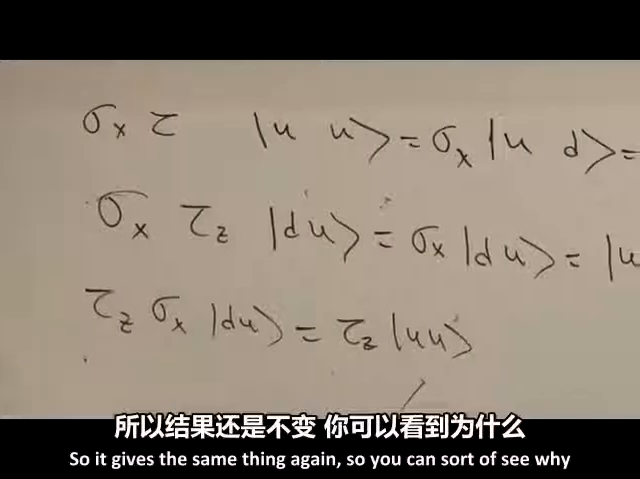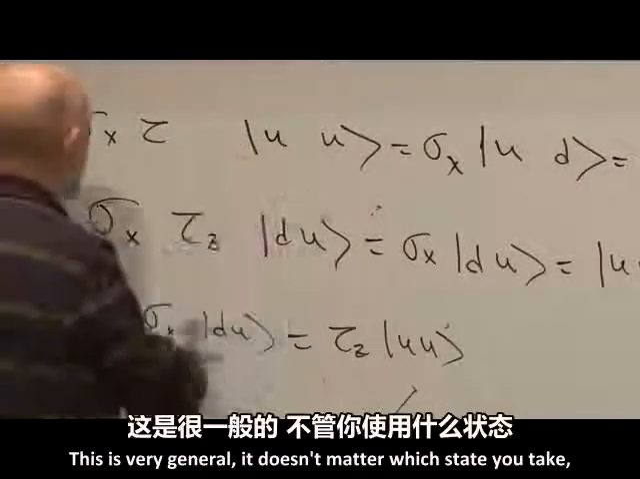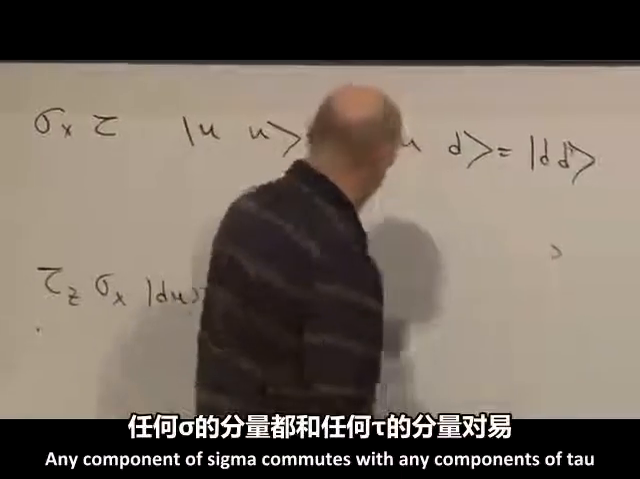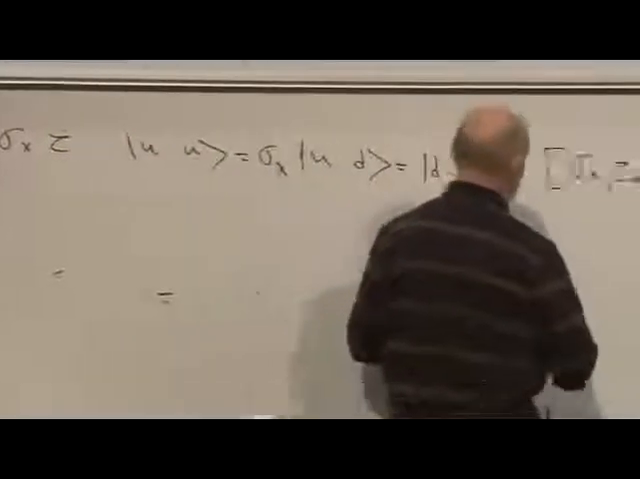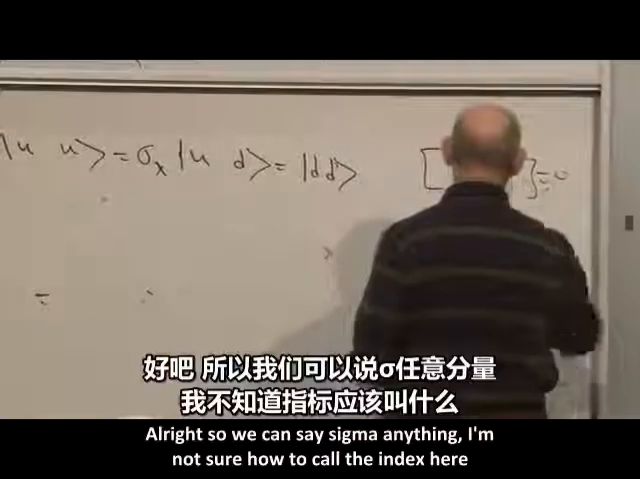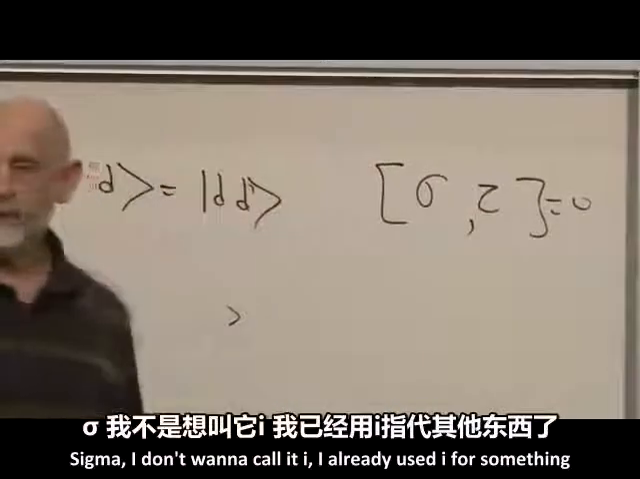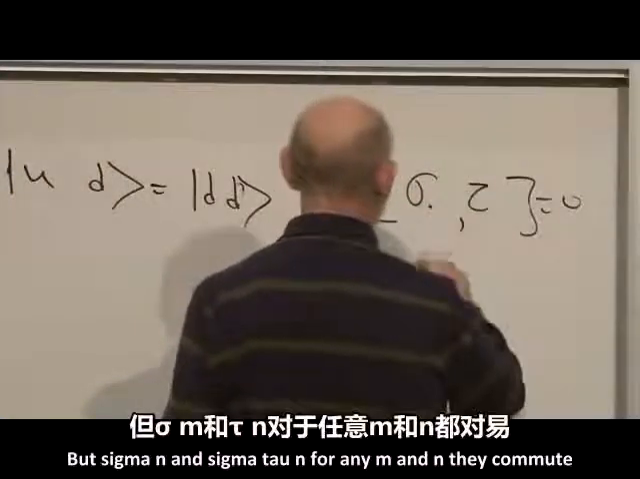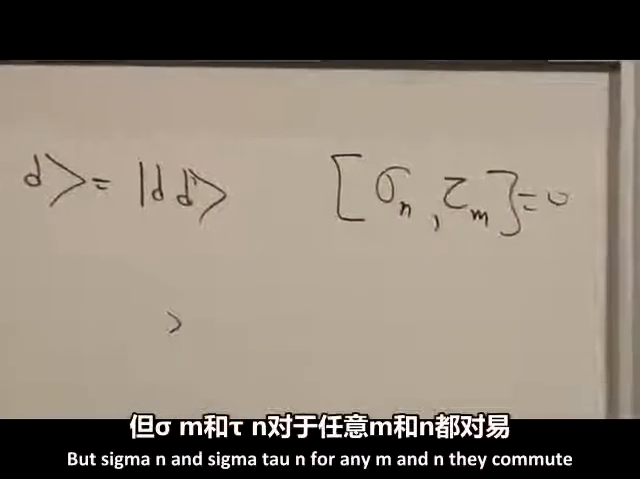You can sort of see why. If they're acting on separate indices, it doesn't matter which way you order them. This is very general. It doesn't matter which state you take or which components you take. Any component of sigma commutes with any component of tau. You can check that just by knowing how they act. So we can say sigma n and tau m, for any n and m, they commute.